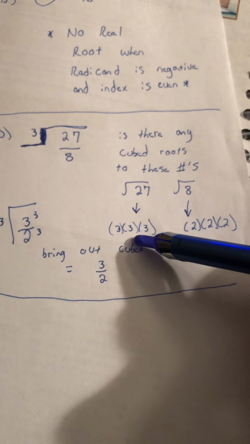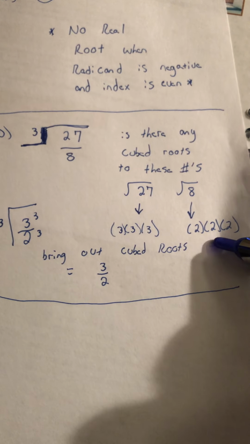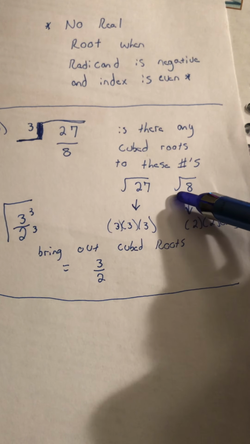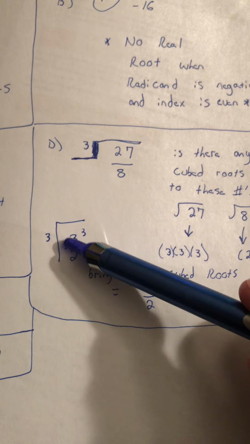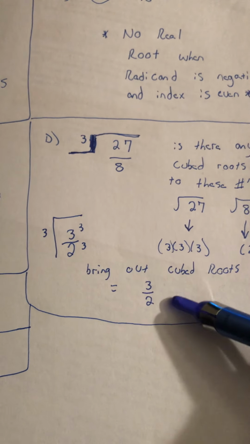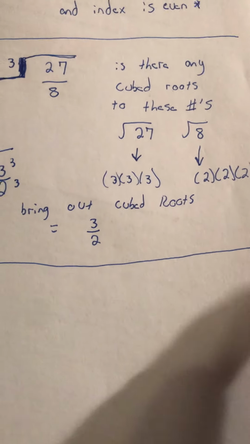So again, we found 3 to the third power here and 2 to the third power, which gave us 27 and gave us 8. You still think of it kind of like squaring it to bring it outside of the radical, so that gives you 3 halves. All right.